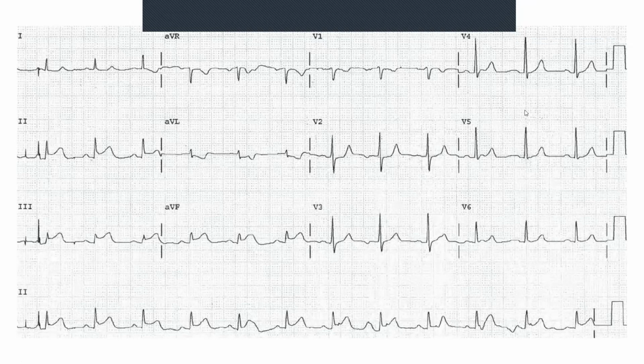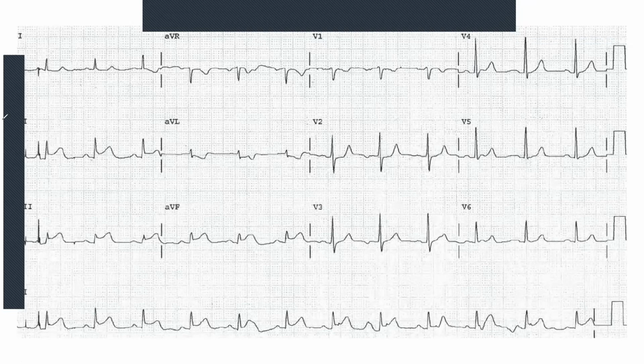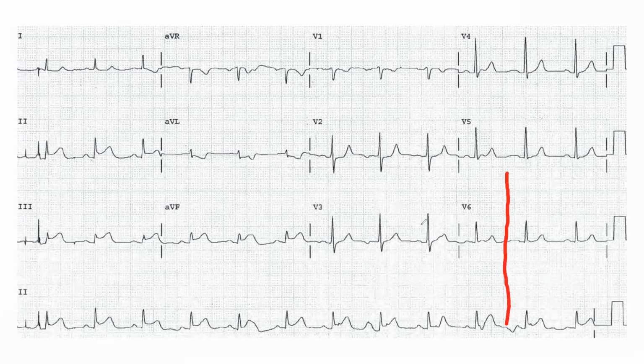So what we're going to do is quickly analyze this and then go through some things that are quite pertinent. The first thing we're going to look at is the axis, as we normally do. If we draw quadrants as we normally do, we've got normal, left, extreme right, and we've got lead 1 that we're going to look at, and lead AVF.